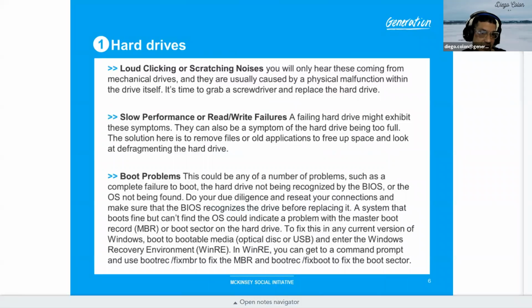Your loud clicking, scratching noises. If you hear that, that's usually a hard drive if it's a regular hard drive. If you hear loud clicking, scratching noises and you have an SSD drive, what can be wrong?